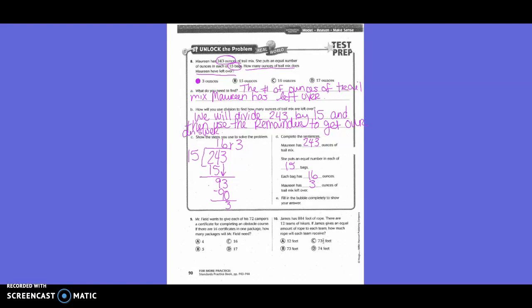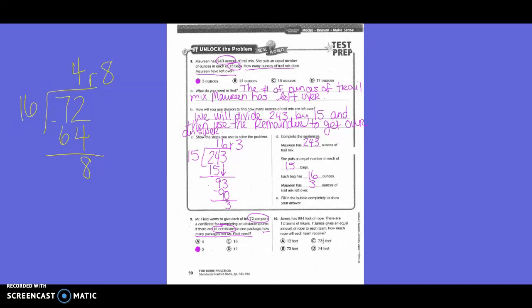Number 9, Mr. Field wants to give each of his 72 campers a certificate for completing an obstacle course. If there are 16 certificates in one package, how many packages will Mr. Field need? So we circled our information, underlined what we were looking for, and then we picked 5 because we took 72 divided by 16, which was 4 remainder 8, and you needed 5 total packages to do all of the certificates.